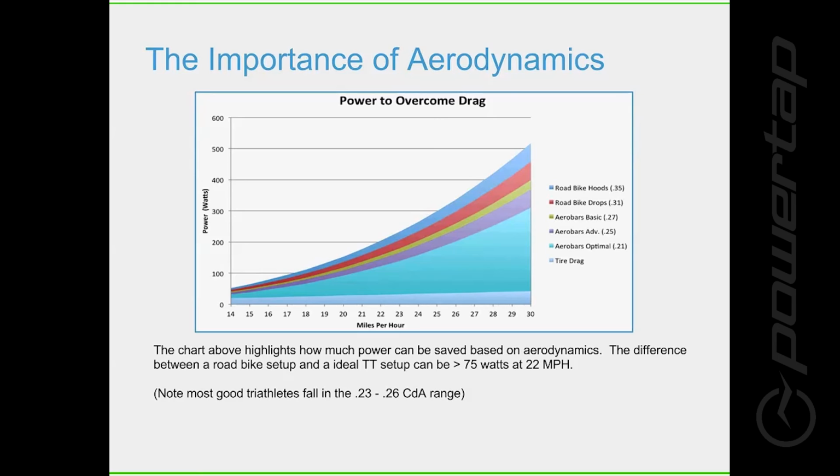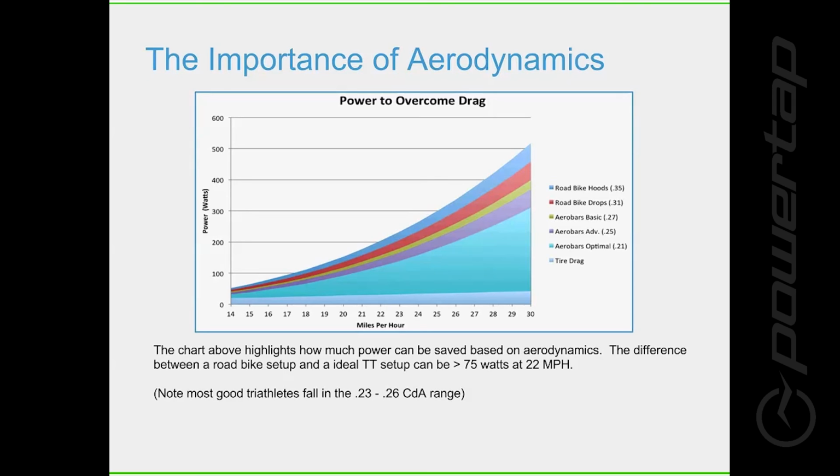So if you just look at the importance of aerodynamics, we've broken it down, but at 24 miles an hour, so at 30 miles an hour at the extreme, if you're sitting on a road bike, you're pushing basically just to overcome the drag that you're producing by yourself, with no wind whatsoever, so no headwind, just if it's a calm day, you're having to push over 500 watts to hit those kinds of sustained speeds.